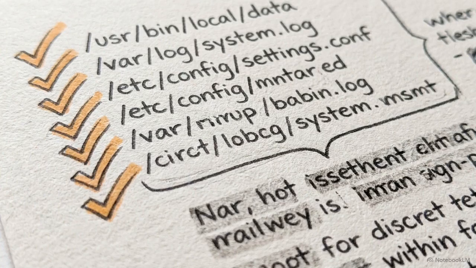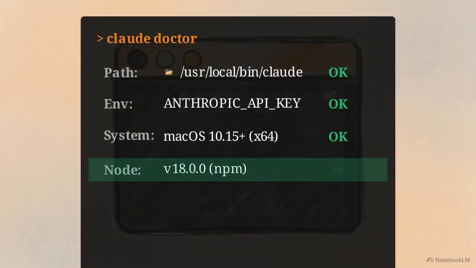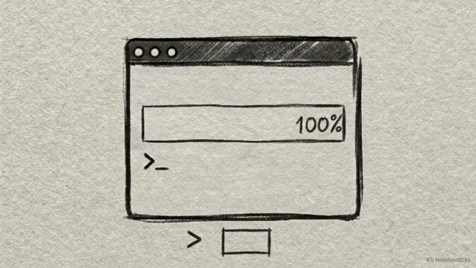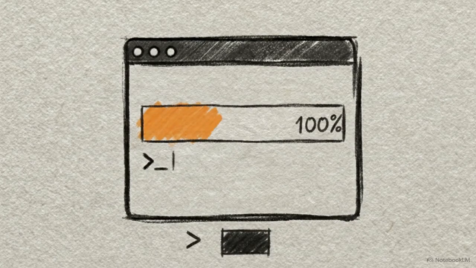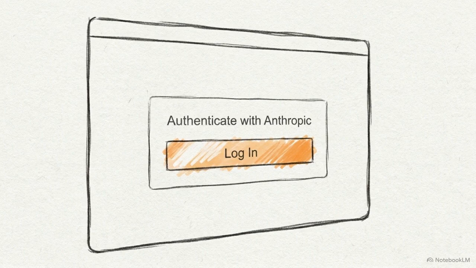Next, run claude doctor. This utility performs a health check on your system paths and environment variables to ensure the installation is functional. Passing these checks officially confirms that your environment is correctly configured and the software is fully ready to run. The final step is verifying your identity with Anthropic.